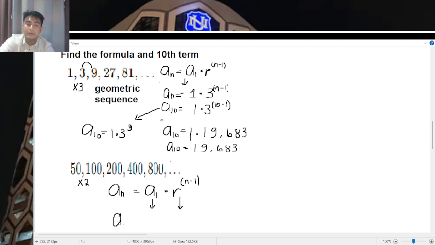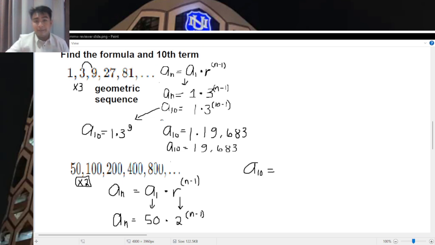So what's going to happen here is we're going to replace the first term and the ratio. Okay, the formula for this sequence would be the first term is 50, times the ratio. That's the ratio here. It's being multiplied by 2. Okay. And then n minus 1. How about you, student? How about you try searching for the 10th term? Okay, can you try to answer it? You can pause the video and answer. I will reveal and solve the answer in 5, 4, 3, 2, 1.